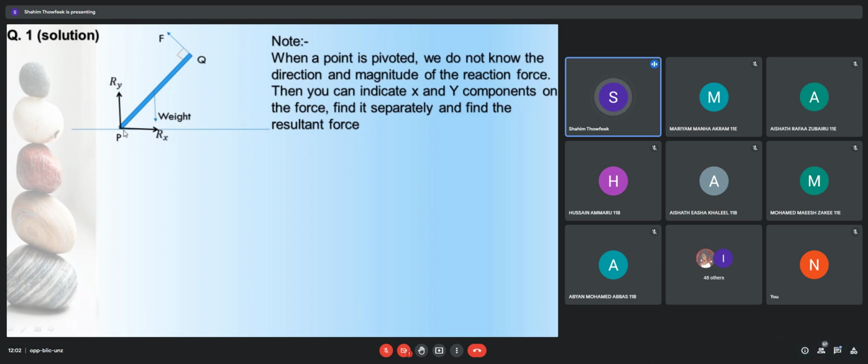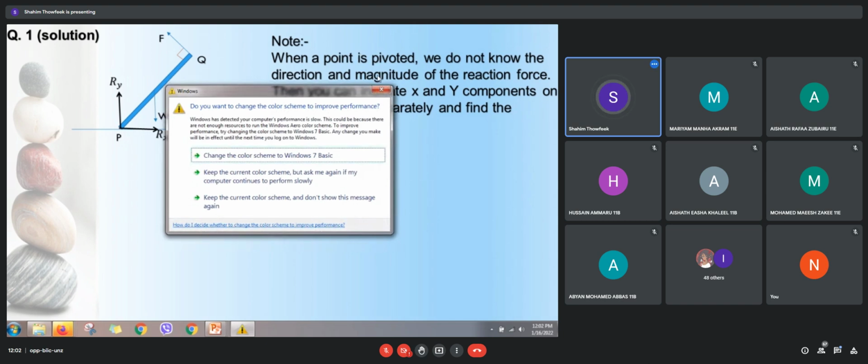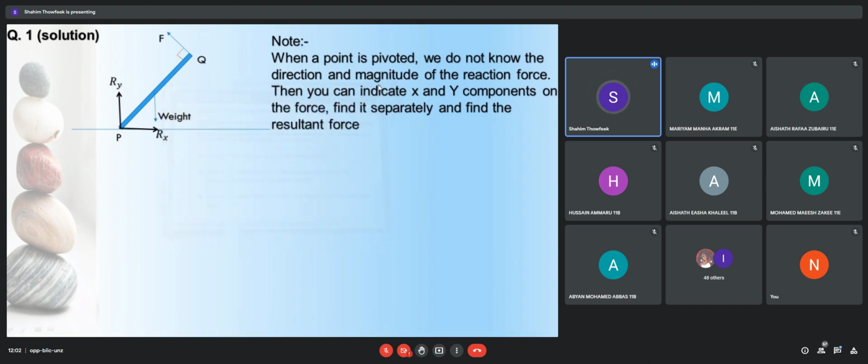When a point is pivoted, we do not know the direction and the magnitude of the reaction force. Here, I'm just telling about point P. In this situation, you can indicate X and Y components separately, find them separately, and find the resultant force, which goes through point P. Okay, just extra information to the question. Now we will move to the question.